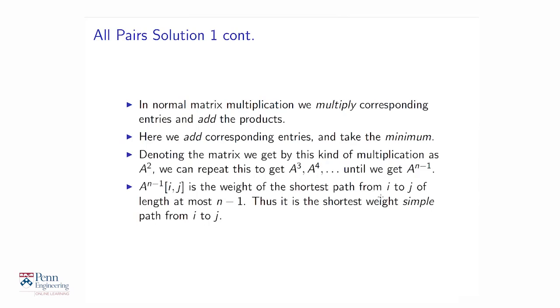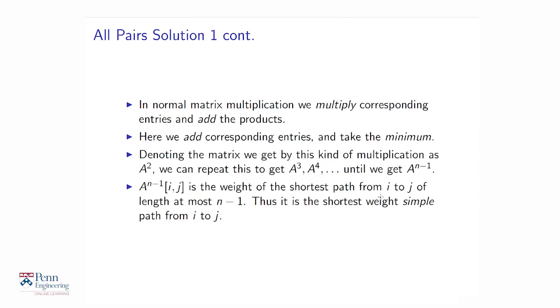So if you denote the matrix we get by this kind of multiplication as A squared, so multiplying A by itself is A squared. What does A squared mean? Again, A squared of ij is the weight of the shortest path between i and j that has at most 2 hops in it. A cubed will be at most 3 hops, and so on. We can keep on multiplying by A until we get to A to the n minus 1, where A to the n minus 1 of ij will be the length of the lowest weight path from i to j that has at most n minus 1 hops in it.